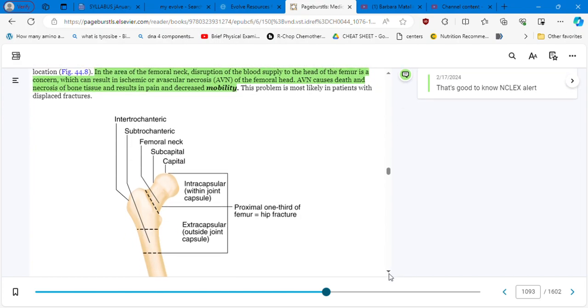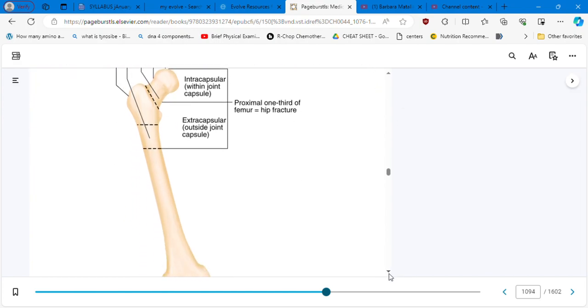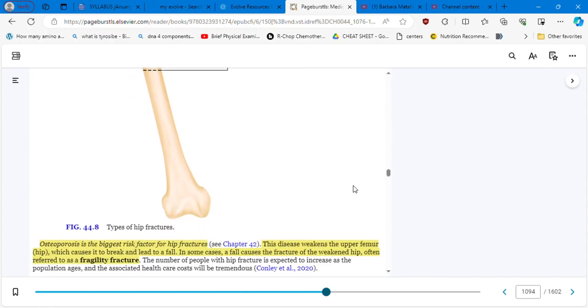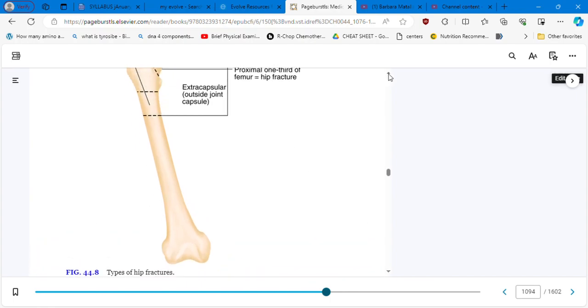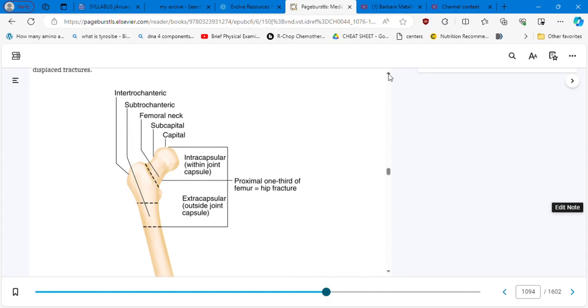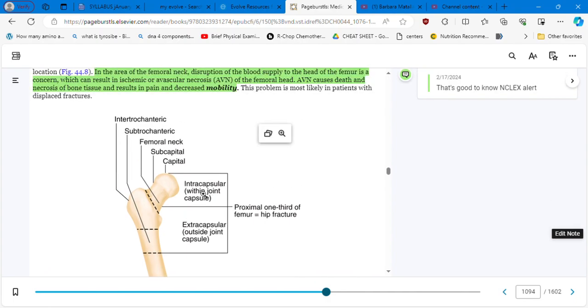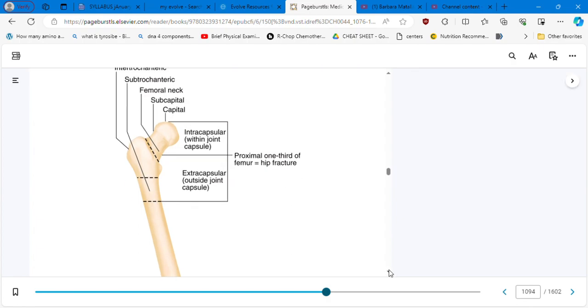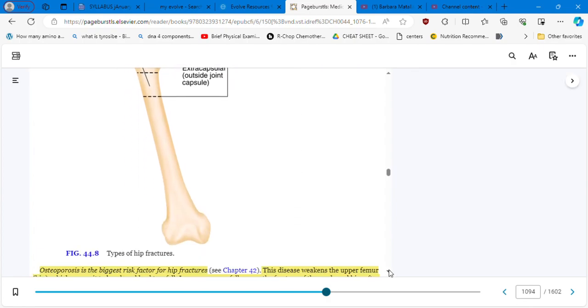Okay, so here is a graphic of the types of hip fracture. We can see the one that is intracapsular, within the joint capsule, and the one that is extracapsular, outside the joint capsule. Okay, this is a very nice picture. It's very descriptive.